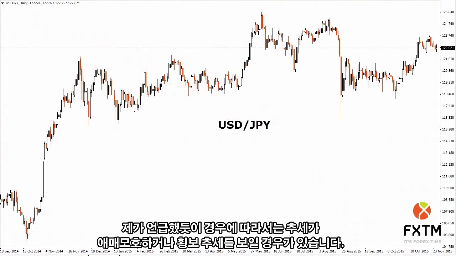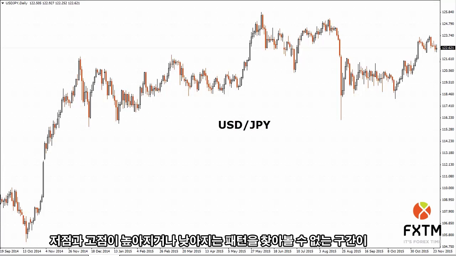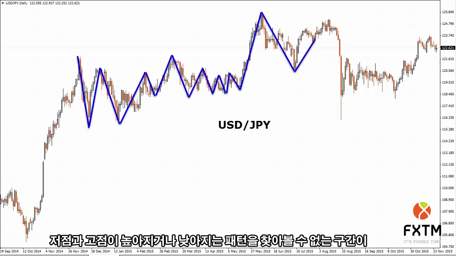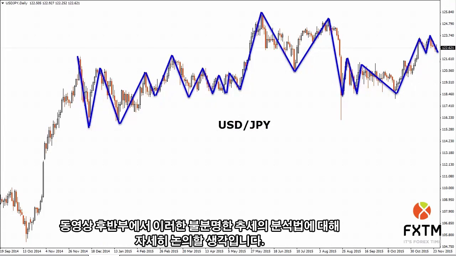Now, as I mentioned, sometimes the trend can be a lot more ambiguous and sometimes it's just flat. So here's a good example. Through most of 2015, the dollar yen has been roughly in a flat trend without a really discernible pattern of higher highs and higher lows or lower highs and lower lows, within a trading range of about 126.50 to 119. We're going to discuss more about dealing with some of these more ambiguous trends later in the video.